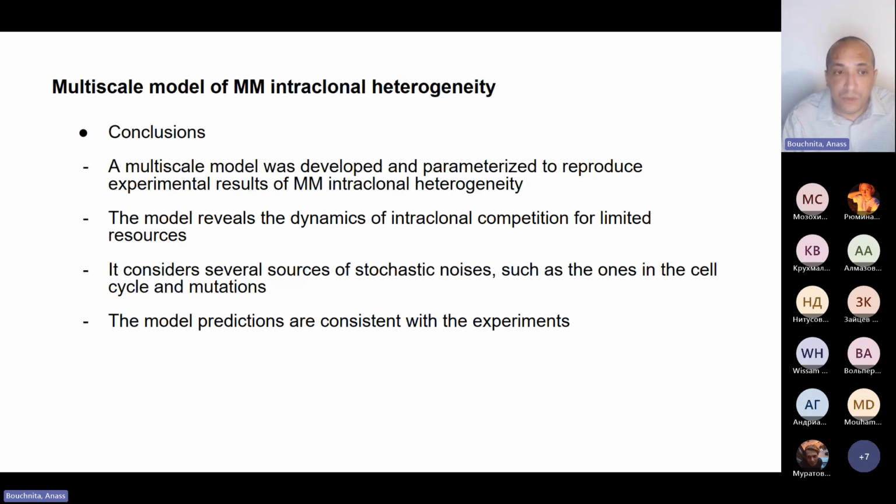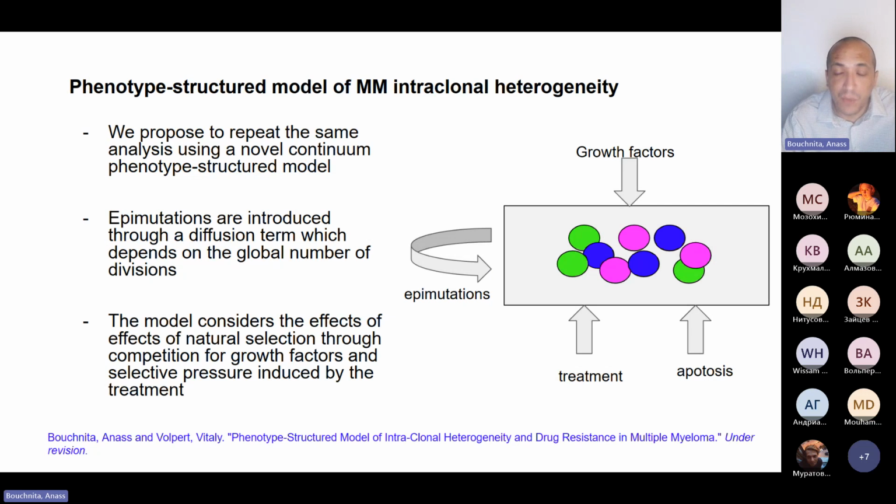It is also important to note that this model includes a few sources of stochastic noise, such as the one related to the cell cycle and the mutations and so on. This is important because when we develop the continuous model, we will see that these stochastic noises can have an important effect. Basically, these predictions were consistent with the experiment. We did some comparisons for the composition of the tumor at different stages, and they were quite consistent.